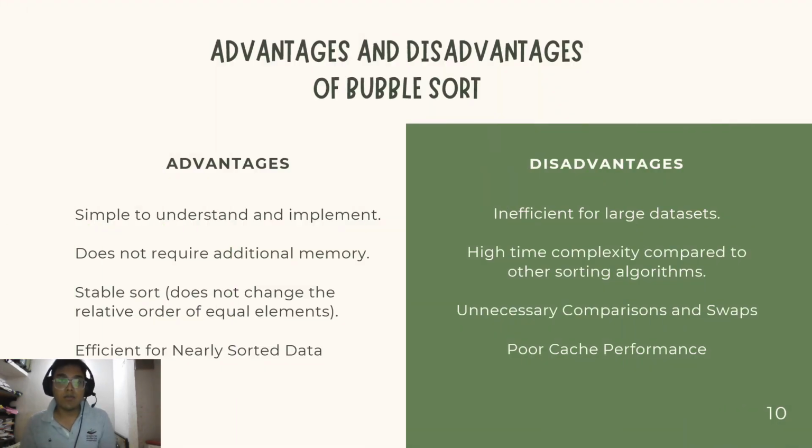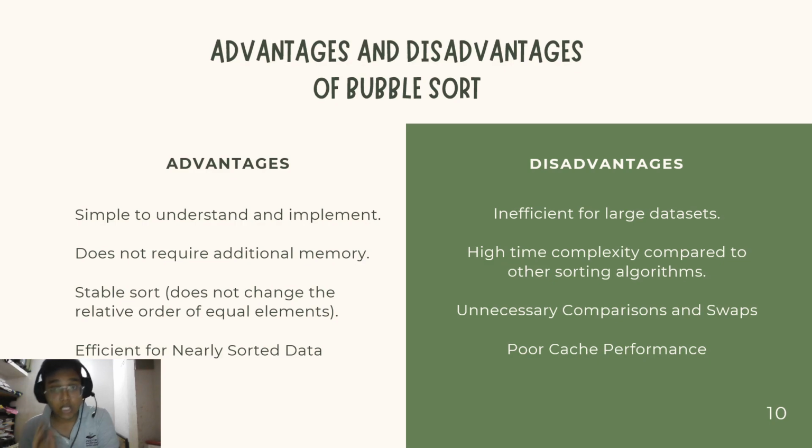So let's talk about some advantages and disadvantages of bubble sort. Advantages are: simple to understand and implement, does not require additional memory, stable sort, does not change the relative order of equal elements, and efficient for nearly sorted data.